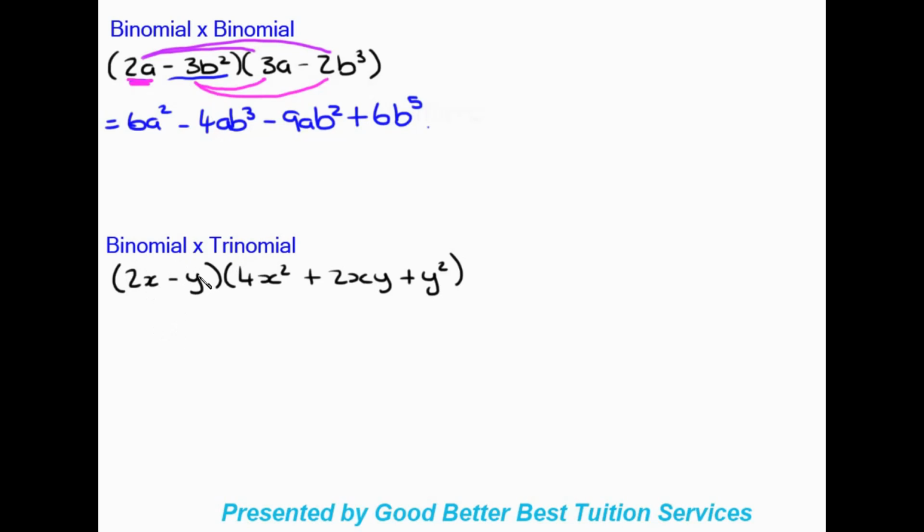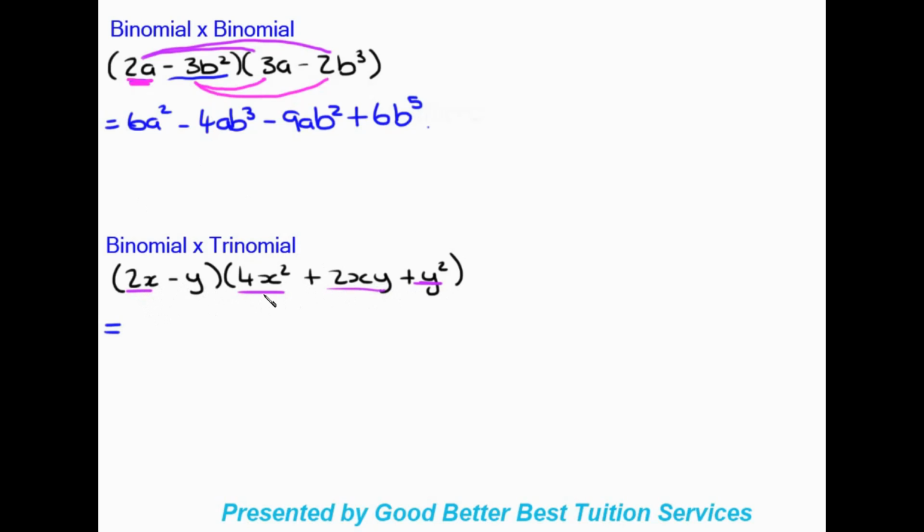Moving on here to our binomial times trinomial. So once again, we'll be timesing this binomial into this second bracket, following the same principle, except obviously now we're timesing into that third term inside the second bracket, right? And that's why this is a trinomial. So we're going to follow our basic steps. Remember that this 2x is going to be timesing the 4x squared first, then times the 2xy, and then times the y squared, and then the negative y will follow the same sequence.